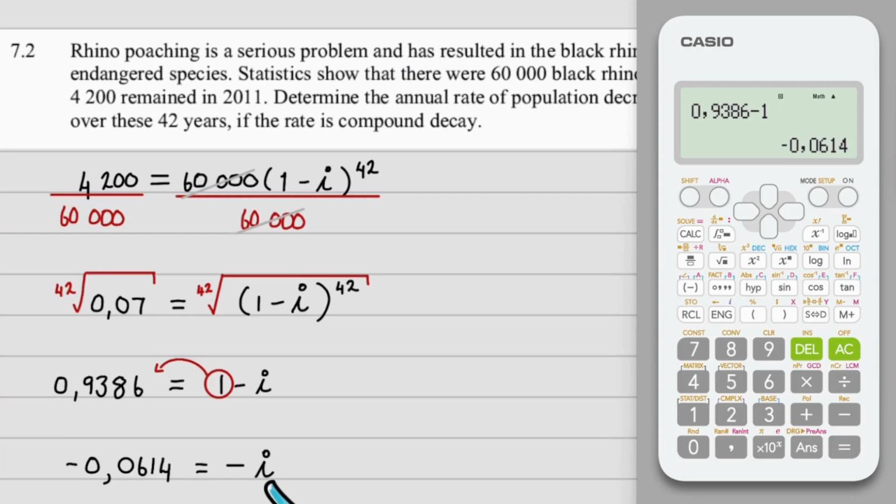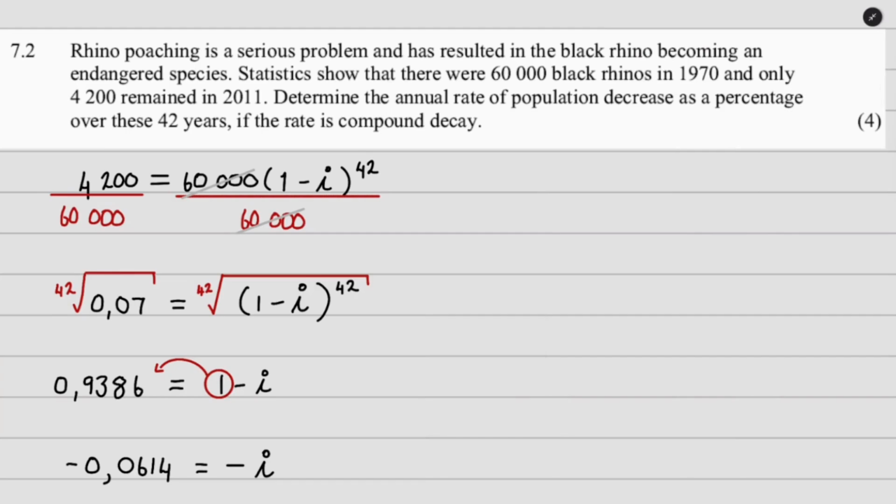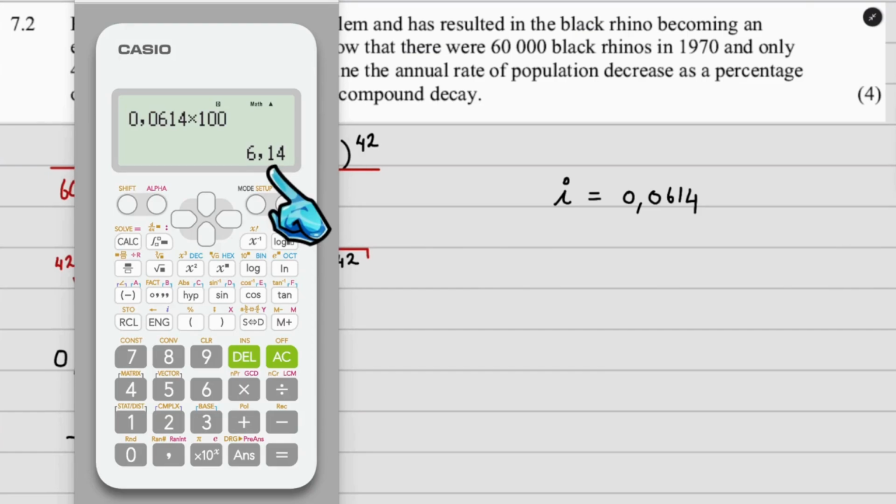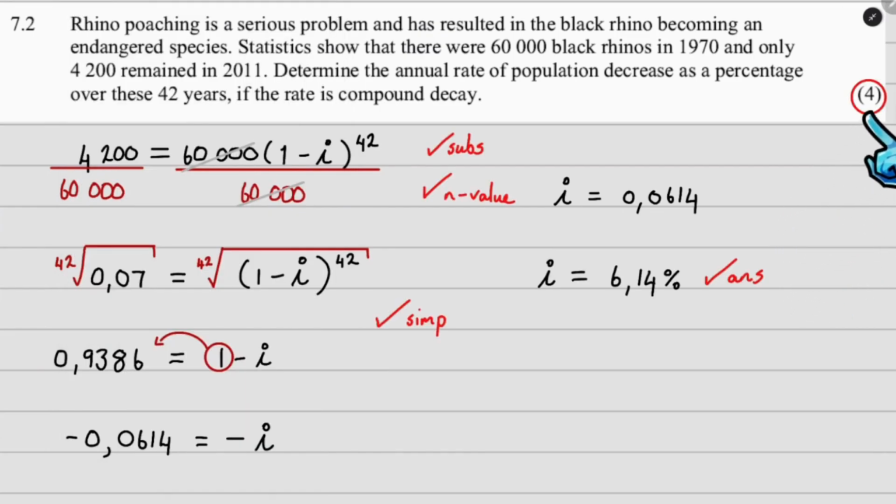Now I'm going to divide both sides by -1 to get rid of the negative. So essentially both sides just change to a positive here. And then I just need to multiply this by 100 to turn it into a percentage. So don't take chances, be sure to do that on your calculator. And there lies my final answer, 6.14%.